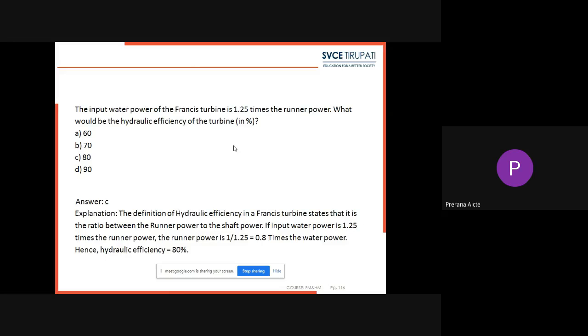Next problem. The input water power of the Francis turbine is 1.25 times the runner power. What would be the hydraulic efficiency of the turbine in percentage? So we can say that the definition of hydraulic efficiency in a Francis turbine states that it is the ratio between the runner power to the water power. If input power is 1.25 times the runner power, then the runner power is 1 by 1.25, which equals 0.8 times the water power. Hence, the hydraulic efficiency is 80%.